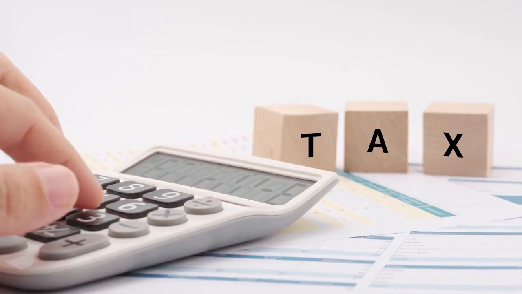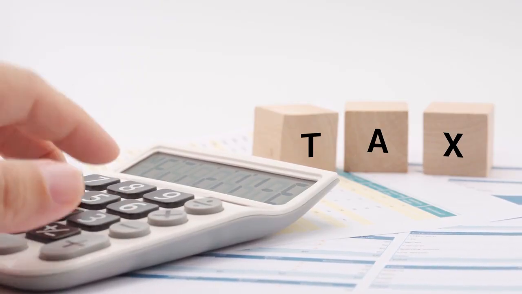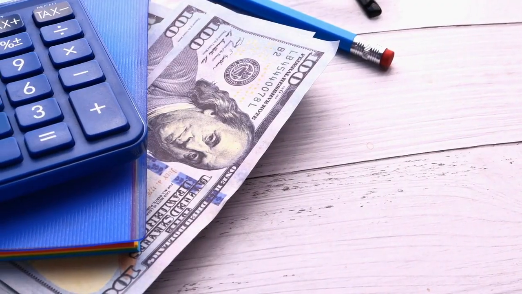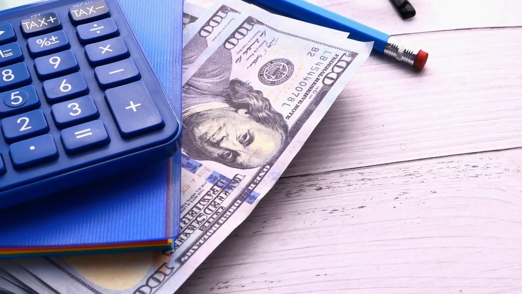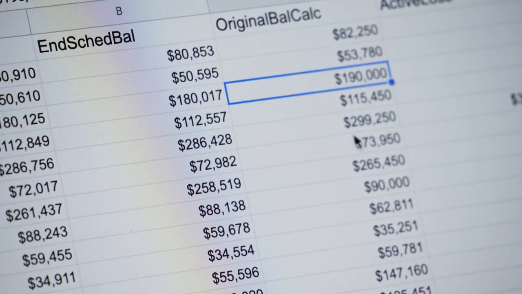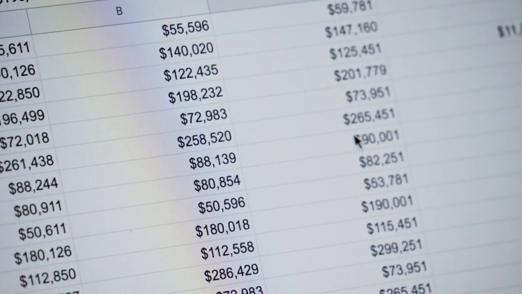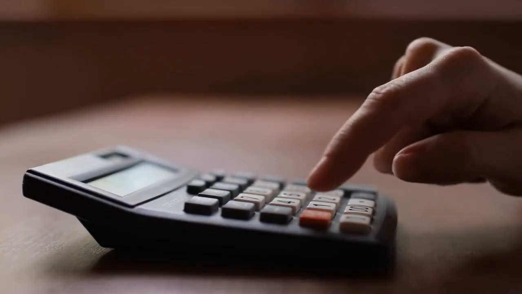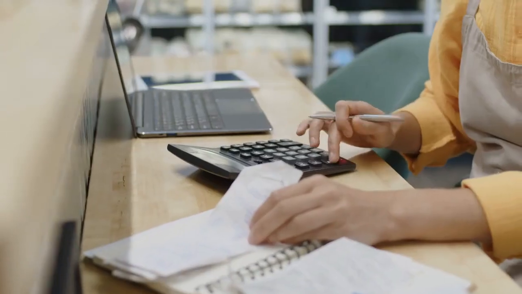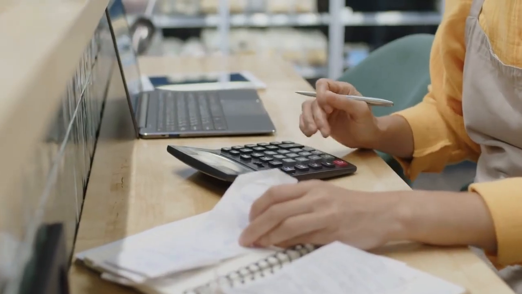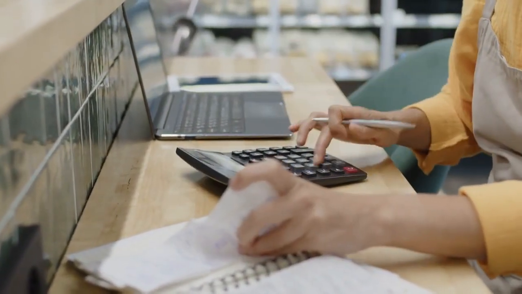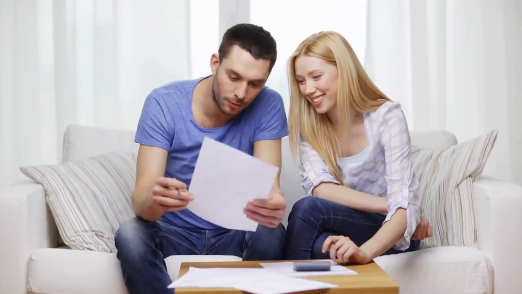Whether you are a business owner, investor, or someone who wants to understand financial efficiency better, this video will break it all down in a simple and practical way. In this video, we will cover what after-tax margin is, why it is important, how to calculate it with a real example, and how it compares to other financial metrics. Make sure to watch until the end to learn how you can use this calculator effectively and improve your financial decision-making. Now let's get started.